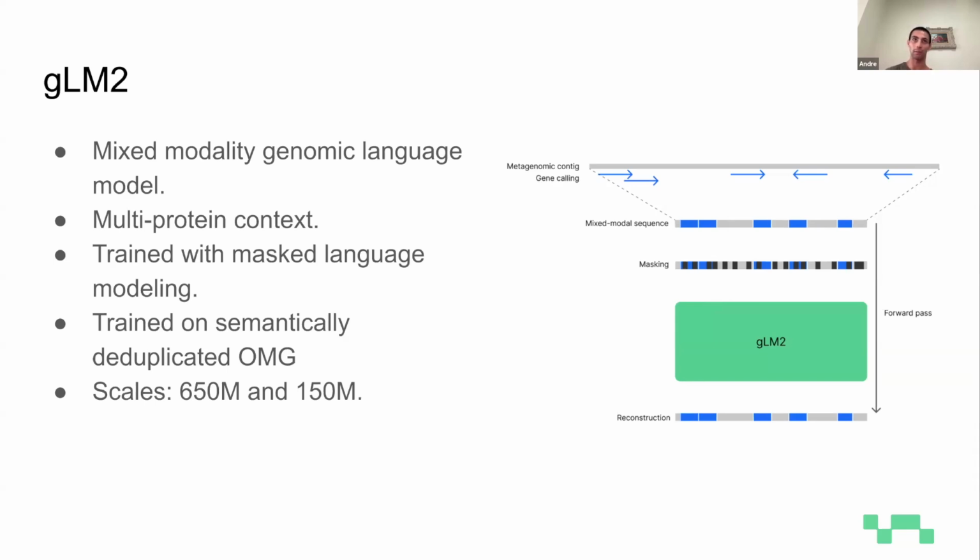And we train it with standard masked language modeling. So we take our sequence of tokens, mask a random percent of them, and then ask the language model to reconstruct those masked positions. And finally, we train on the semantically deduplicated version of OMG dataset, which I'll talk about in the next slide. And we train at 2 scales, 150 and 650 million parameters.